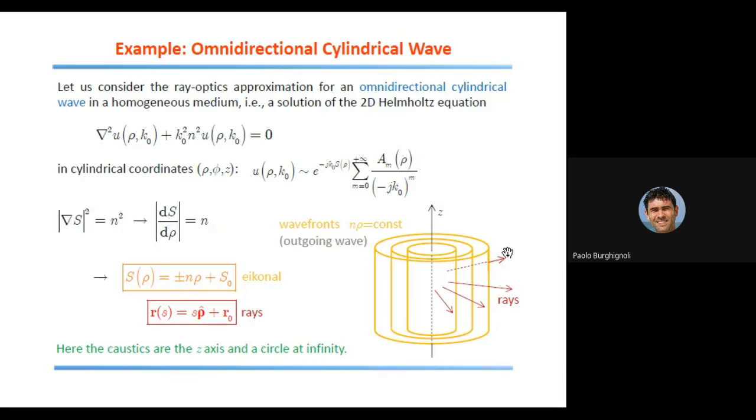So those are the wavefronts. And the rays are the associated straight lines that originate from the z-axis and go to infinity radially outwards. In this particular example, this is an outgoing wave, of course, so we are assuming that some source is located along the z-axis that produces this wave, and the wave propagates all the way to infinity in the outward direction. In this situation, the caustics collapse into the z-axis on one side, and the other sheet of the caustics goes to a circle at infinity.